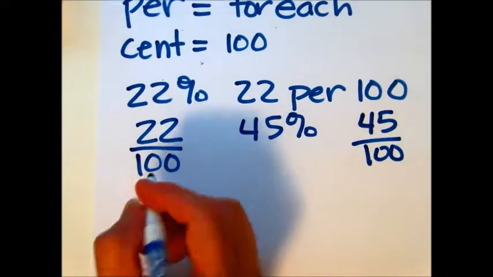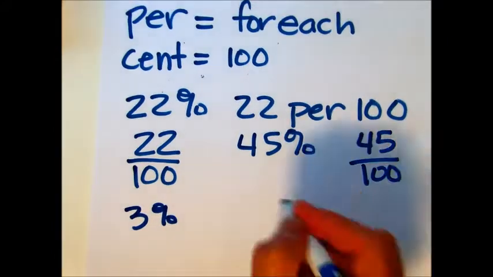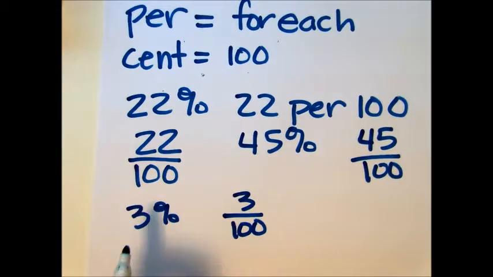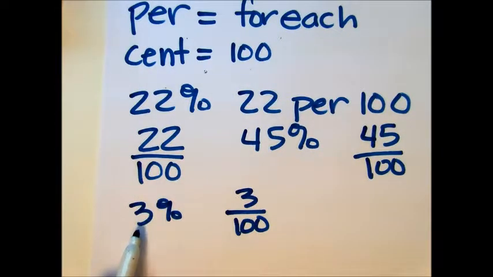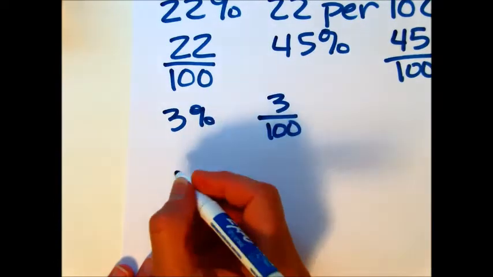We might have some smaller percents, like 3%. Again, the denominator is going to be 100. So whatever the percent is, in this case 3, that's our numerator. And the percent is going to translate to the 100 in the denominator's place. Now we might have other types of percents. I just want to show you what they might look like.